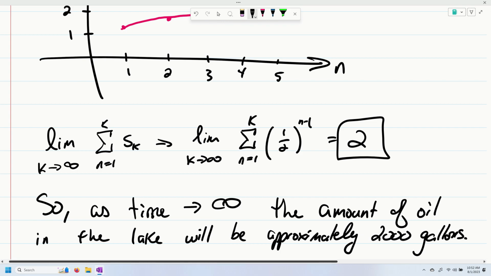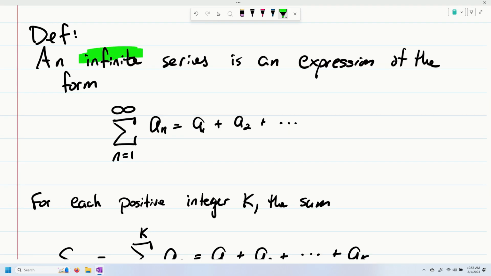Now, this isn't exactly an ideal situation because it's oil in a lake, I understand. But this is what happens, and this is how we figure this stuff out. An infinite series is an expression of the form, the summation from n equals 1 to infinity of a sub n equals a1 plus a2 and continues on indefinitely.